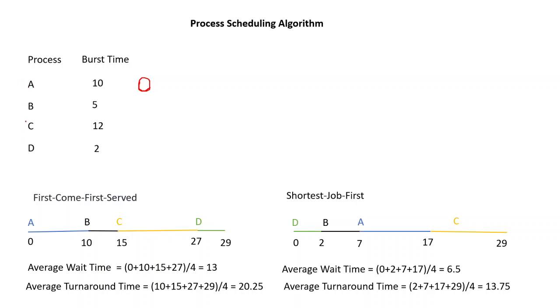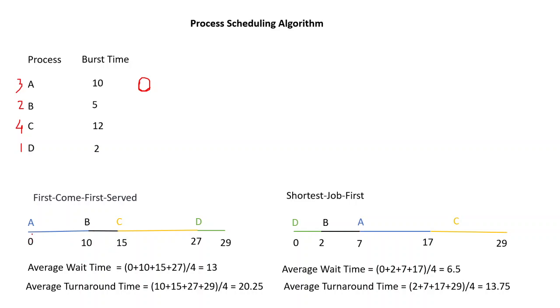So in first come first served, no further ordering of the processes will take place, whereas in shortest job first, the reordering will take place. Like D will be the first process to execute, B next, A the third process, and C will be the last process to get dispatched. So according to first come first served, just similar to what you have seen in the previous slide.